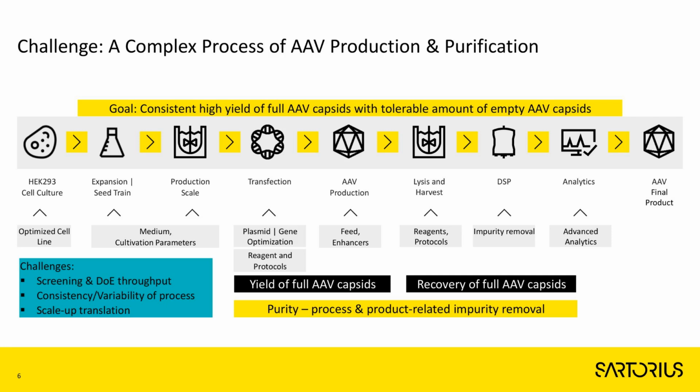Because if we can make sure that we don't produce as many product-related impurities, such as empties, we can ensure that recoveries of full AAV capsids in this downstream can be more robust. The challenges to achieve this are to have good screening and DOE throughput, good consistency of the process, as well as have it be scalable.